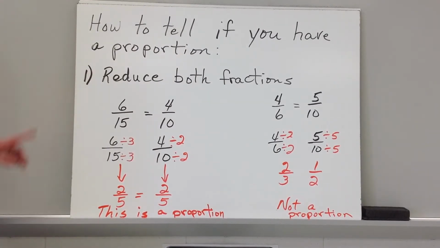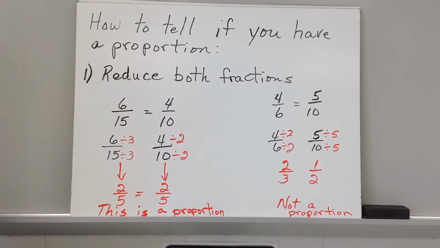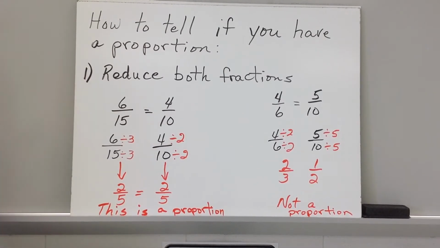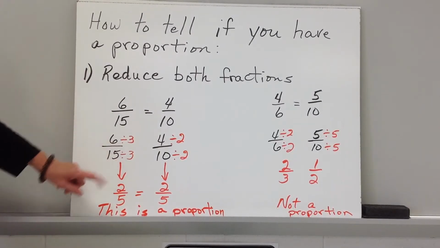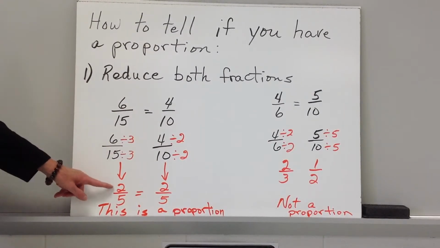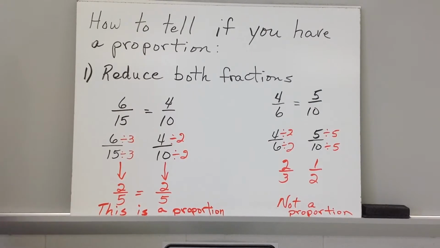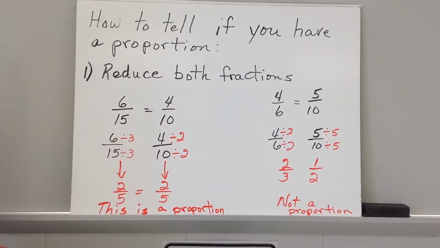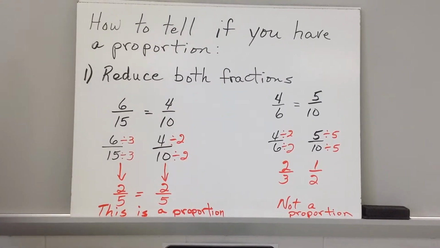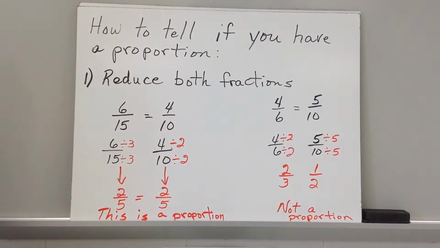So if you had 6/15 equals 4/10 and you wanted to know if this was actually true, you could reduce 6/15 by 3 and get 2/5. And you could reduce 4/10 by 2 and get 2/5. 2/5 equals 2/5, so this is a proportion.